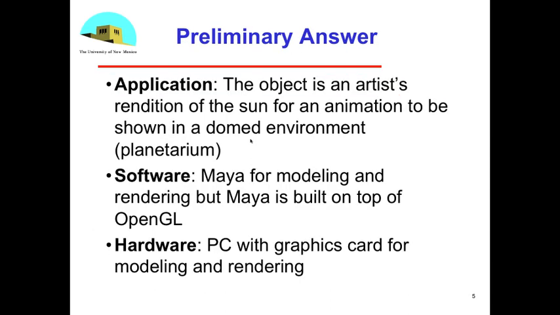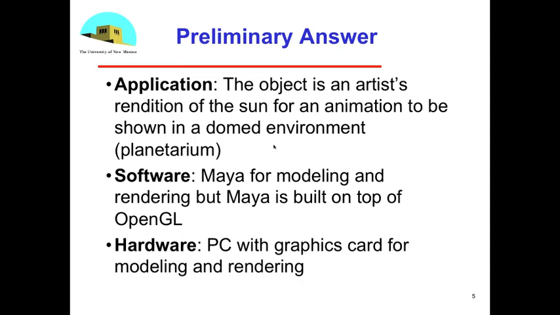Well, the application, in this example, is creating this image. We used Maya, which is probably the most popular animation project software for modeling and rendering it. But Maya itself is built on top of WebGL, so it also introduces this idea that we have layers of software, one of which is the WebGL layer. It was produced on a PC with a pretty good graphics card, at least at that time. So there's the hardware, there's the software, there's the applications.